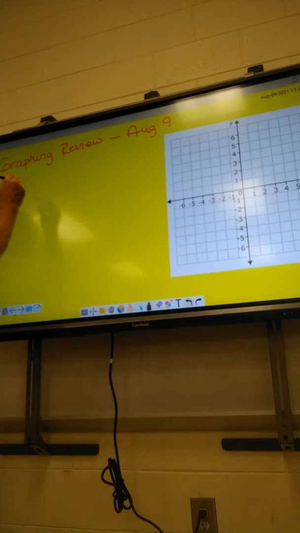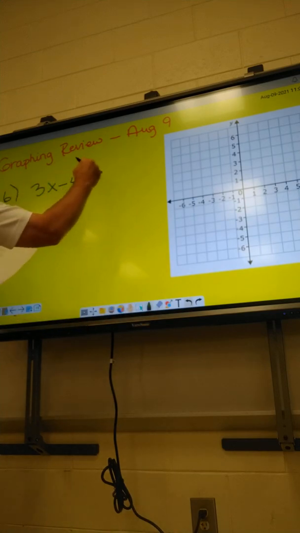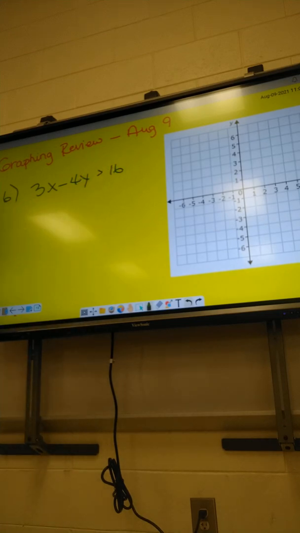All right, number 6. 3x minus 4y greater than 16. All right, number 6 is basically a normal problem. It doesn't have anything special in it other than the inequality, but we can still graph it by rise over run. So I want y'all to look back at number 1. I want y'all to solve this for y just like we did on number 1 and find your slope.